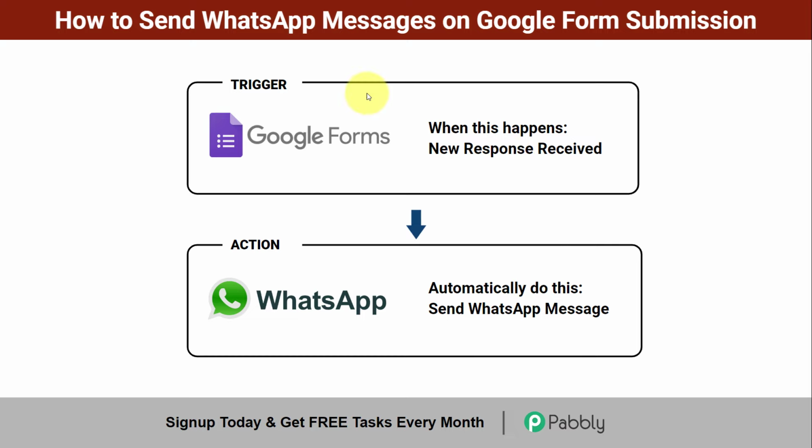Yes, it is possible. You just need to build a connection in between Google Forms and WhatsApp with the help of an automation software. And after that, every time your lead is going to submit your form, he or she will automatically get a WhatsApp message. So here I am also going to show you a live example for the same.